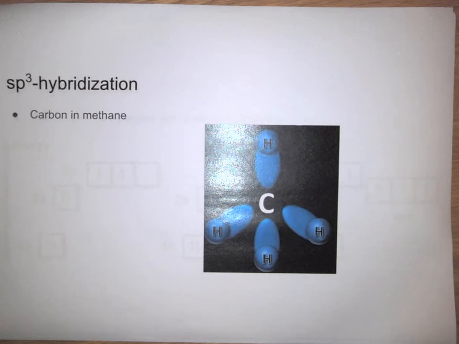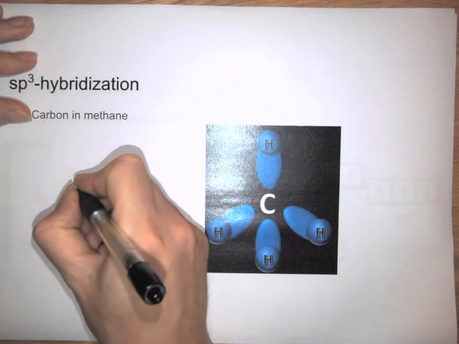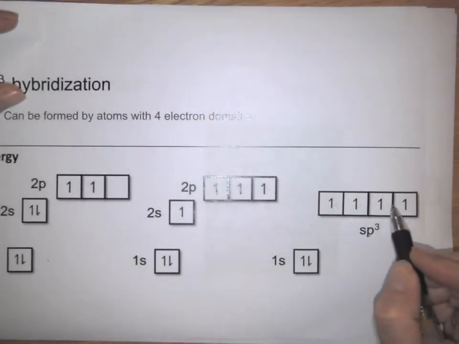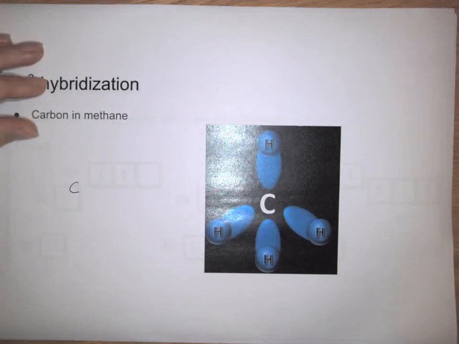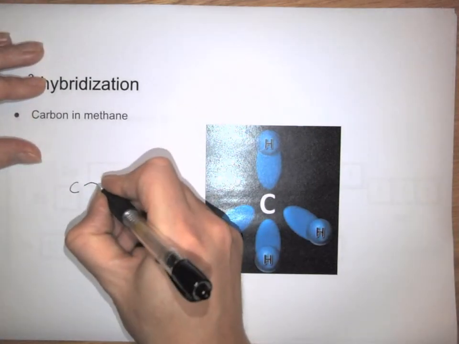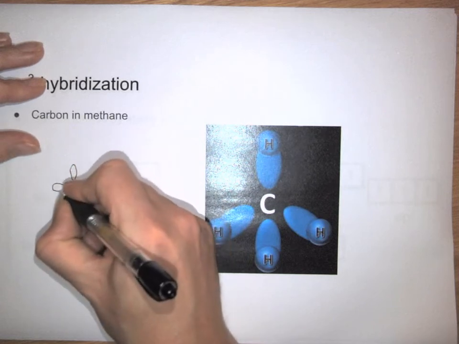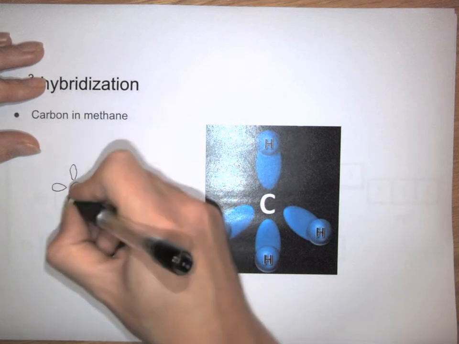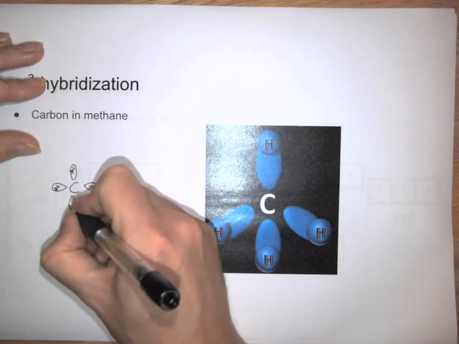So let's look at carbon again in methane. We're going to draw it also. We have carbon here, and we can see that we have 1, 2, 3, 4 sp3 orbitals. If I'm drawing the bonds here, we have 1 sp3, 2, 3, and 4: sp3, sp3, sp3, and sp3.